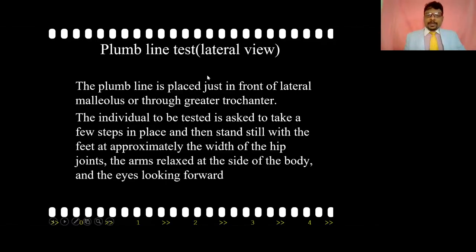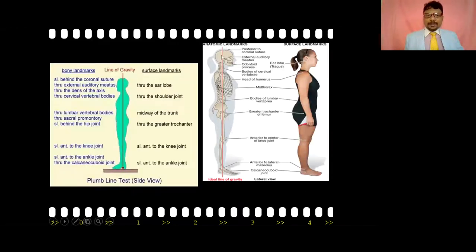This is the plumb line test in the lateral view. The plumb line is placed just in front of the lateral malleolus, or through the greater trochanter. In the lateral view, if you hold the plumb line, it should cross the ear lobes, the head of the humerus, the vertebral bodies, the greater trochanter, anterior to the center of the knee joint, and the lateral malleolus. It should cross all these things.